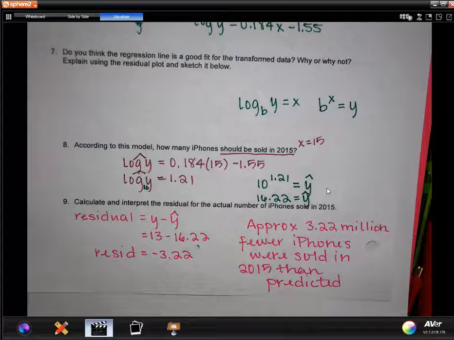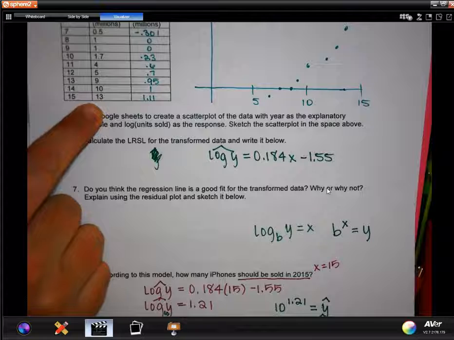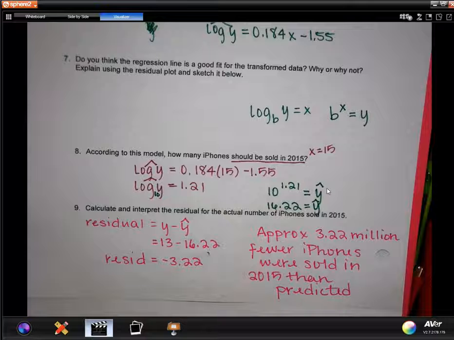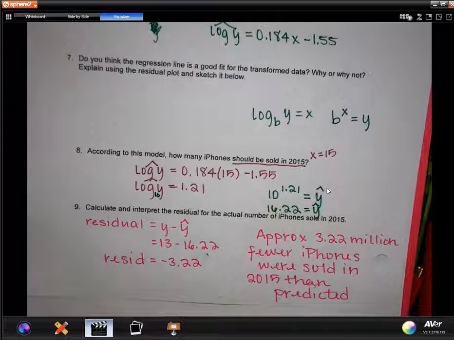And that's it, right? Chloe, I have a question. Yes. How did you get 13 minus 16.22? So the actual number of iPhones sold in 2015 was 13. And from number 8, we know the predicted amount was 16.22. And then you have to undo the log, because it's log y. So to undo it, you have to put it into exponential form.